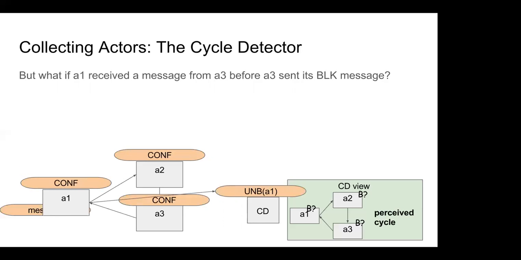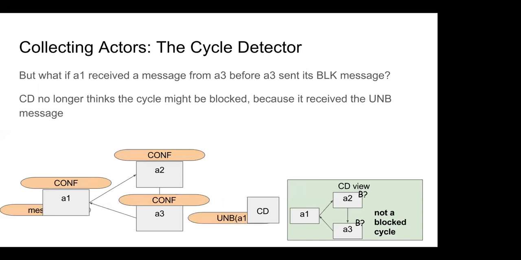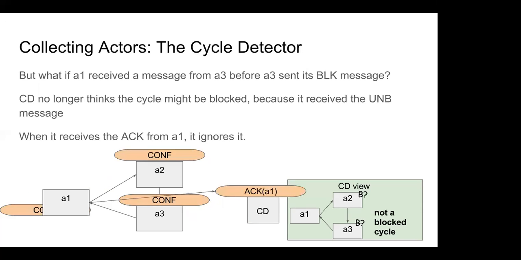Meanwhile, A1 processes the message that it received from A3, and it sends an unblocked message to the cycle detector. When the cycle detector processes that message, it clears the block setting on that actor, and it realizes that, okay, we may have a cycle here, but our cycle is not blocked. At this point, A1 can still send an ACK, but because the cycle detector knows that it is not a blocked cycle, it doesn't try to collect all the actors.